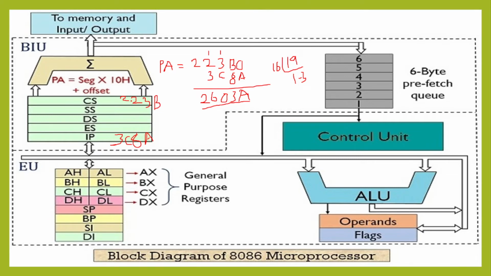The current starting address of the segment is 223B. The instruction pointer is giving 3C8A. Multiply the CX by 10, add the IP, that will be the new physical address 2603A. So that will be the address value given to the 20-bit physical address that will point out the memory, fetch an instruction, placing on the queue. That's what we'll do here.